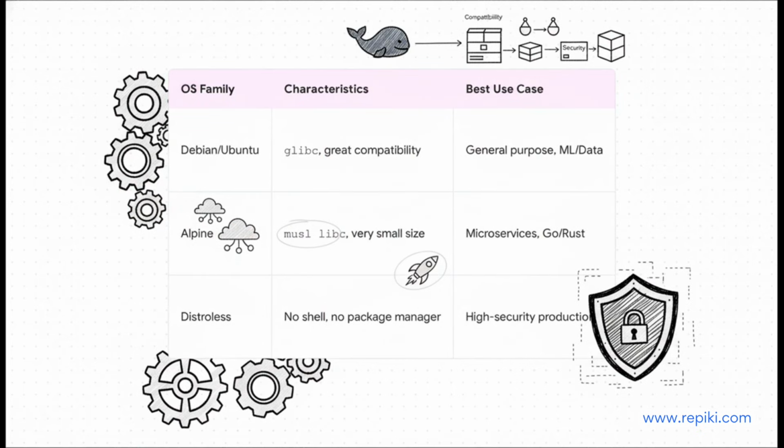So, what about the base OS itself? Well, it's a classic balancing act, right? A trade-off between compatibility, size, and security. For most folks, a slim Debian variant is a fantastic starting point. It's a great all-rounder. But hey, if you're building a tiny microservice and every megabyte is precious, Alpine is your best friend. And then, for the truly security-obsessed, you've got distroless. It's basically your application and nothing else. No shell, no package manager, just pure runtime.